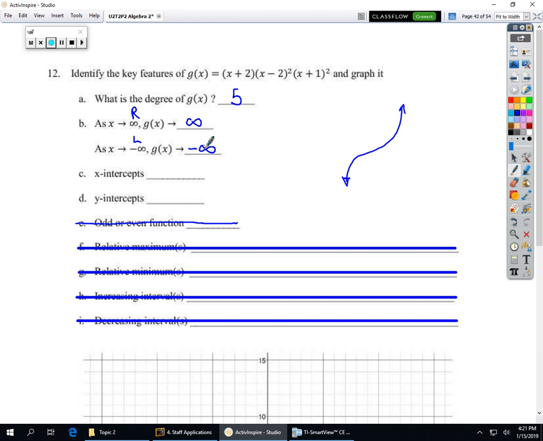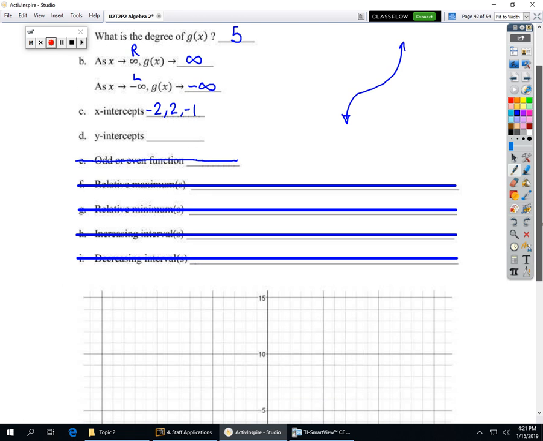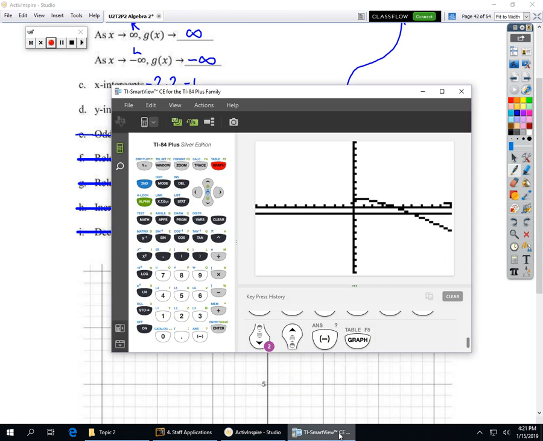X-intercepts and y-intercepts. Well, for x-intercepts, when does it cross the x-axis? I know it crosses, and they're the opposites of the zeros, the opposites of the factors. -2, +2, and -1. These are my 3 x-intercepts. Y-intercepts, I'm just going to calculate it for the rest of this. So let's actually graph this monster.